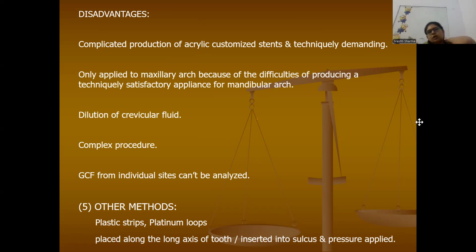Other methods were plastic strips and platinum loops, which were placed along the long axis of the tooth, inserted into the sulcus, and pressure is applied.